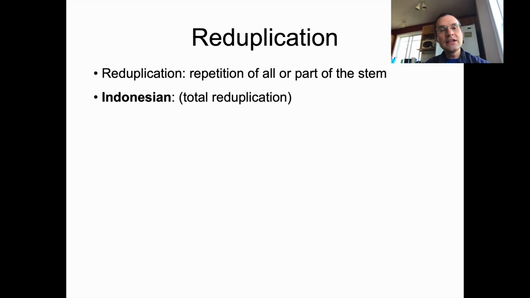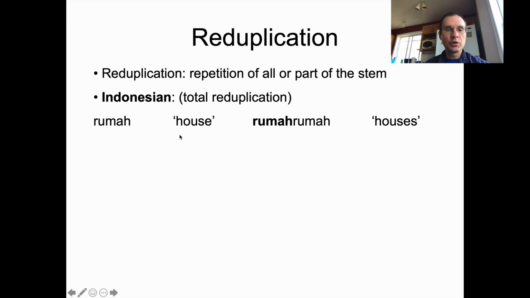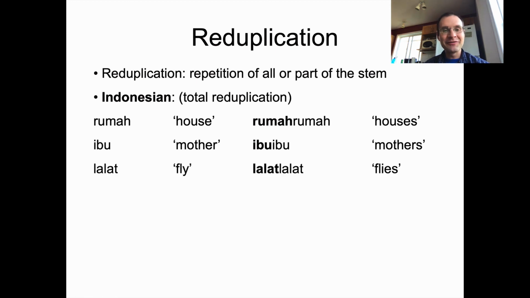So in Indonesian, total reduplication, as it's called, is how you make the plural of nouns. So in Indonesian, the word for house is rumah. If you want to say houses, you just say that word twice, rumah, rumah. Or mother is ibu. If you want to talk about mothers, it's ibu, ibu. Fly is lalat. So lalat, lalat is flies, so on and so forth. I think you can see the pattern, right? You just take the whole word and you say it twice. That's what we call total reduplication, where you repeat the whole thing.